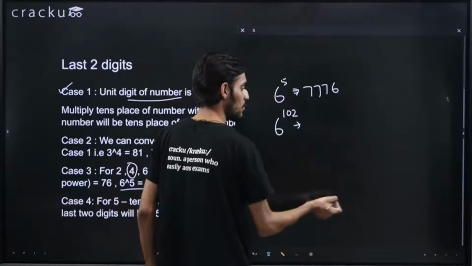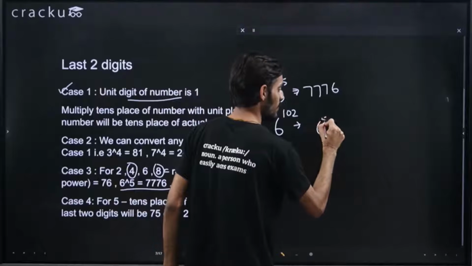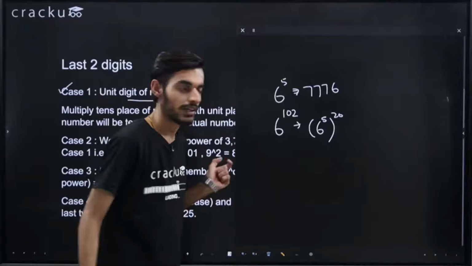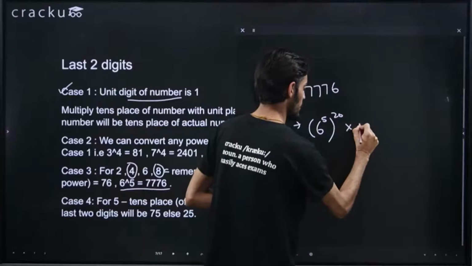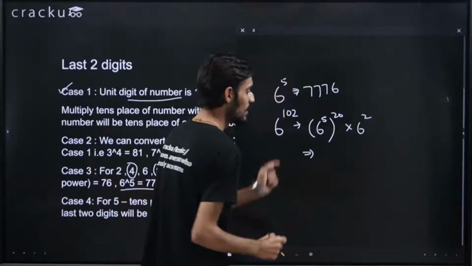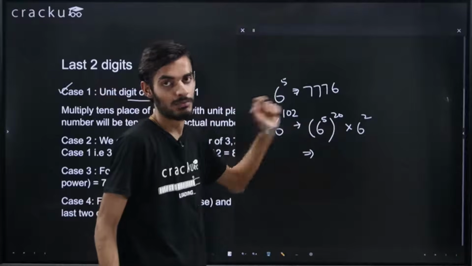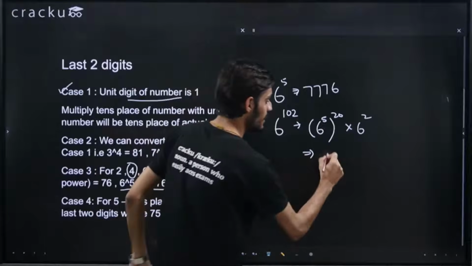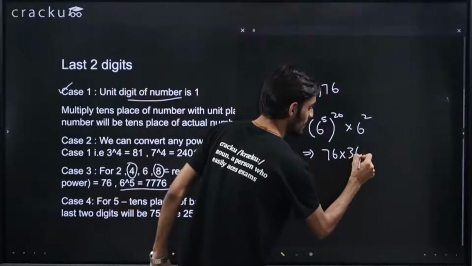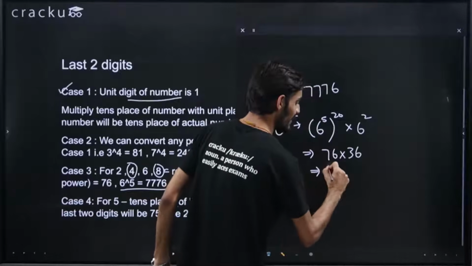So now what I need to do is 6 raised to power 5 raised to power 20, because 20 into 5 is 100, multiplied by 6 raised to the power 2. So from here I know 76 raised to any power will give me 76. So 76 multiplied by 36, I just need to multiply these two values and I'll get the final answer.